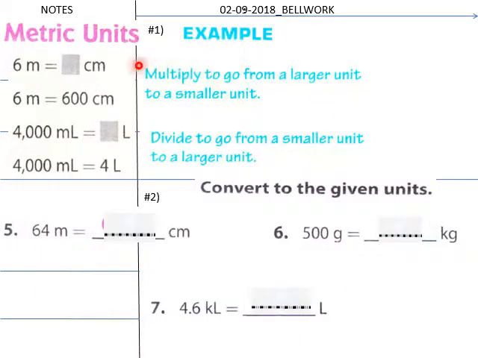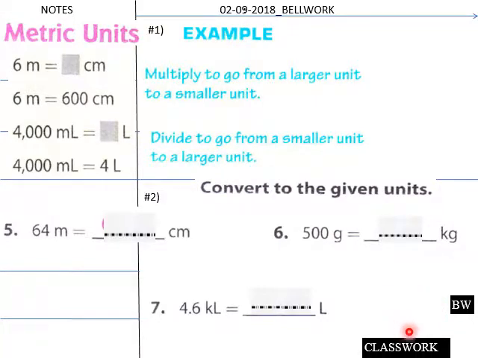And today's bell work, metric units. Convert to the given units. You're going to convert from 64 meters to centimeters, grams to kilograms, and then kiloliters to liters. And this is an example up here of converting from meters to centimeters. So that is an example for you students to do that. Teachers, give your students about 3 minutes to do this. And I'll check back in 3 minutes for the answers.